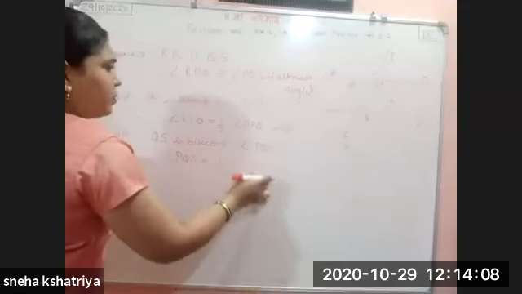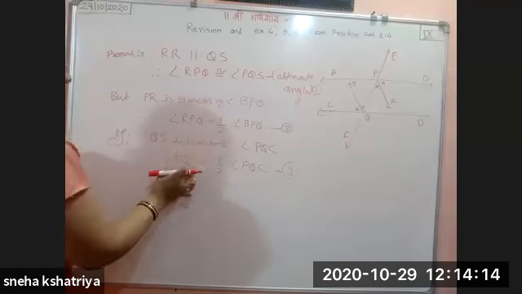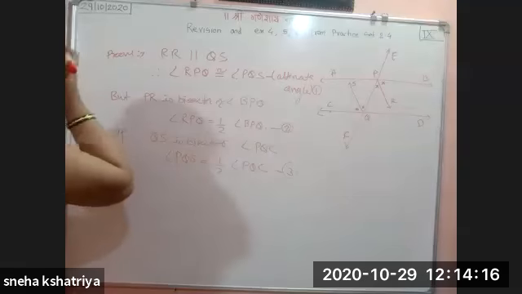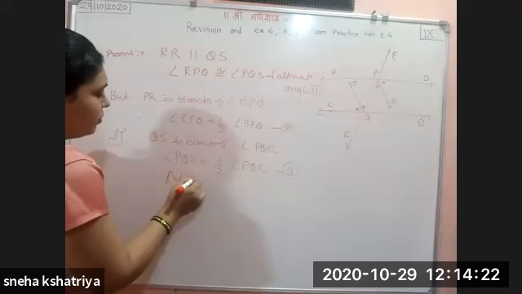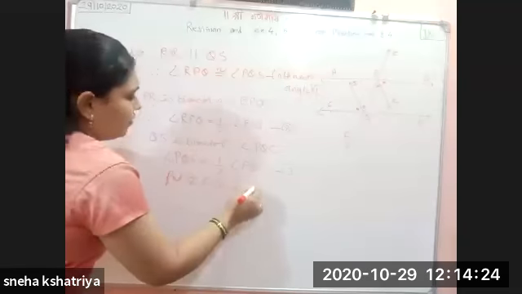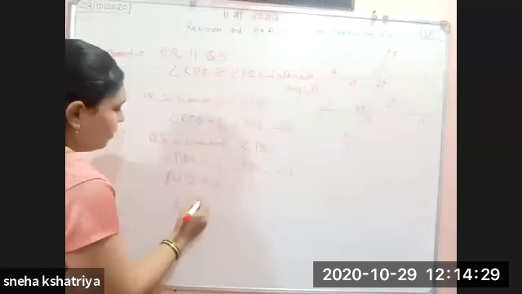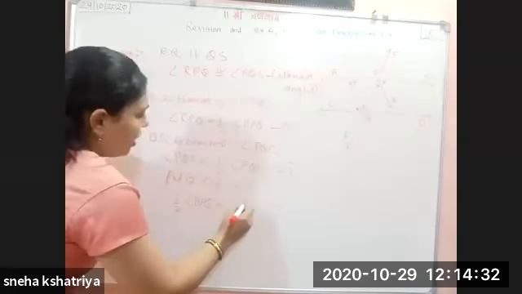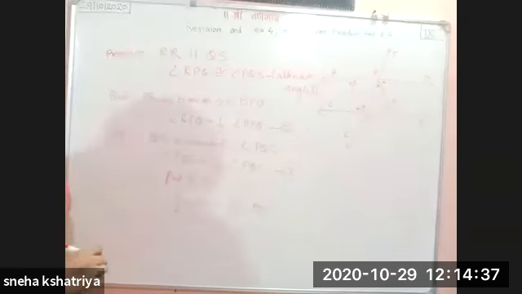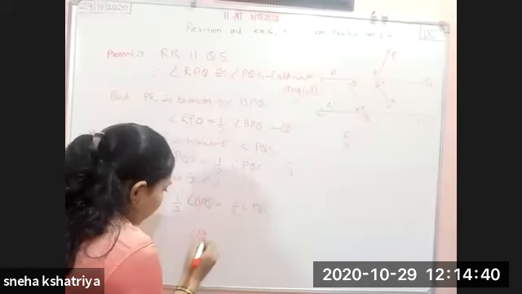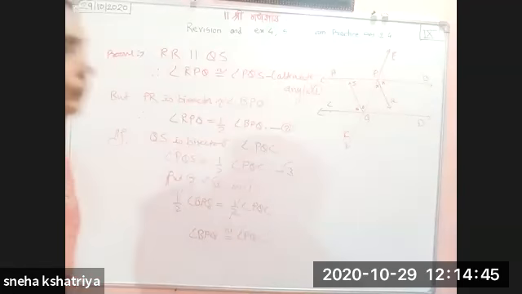Now put the values of 2 and 3 in equation 1. See here, RPQ and PQS. Put the values of 2 and 3 in 1. So we get RPQ value, which is half angle BPQ, equal to half angle PQC. This half and half from both sides get cancelled. So we get angle BPQ is congruent to angle PQC.